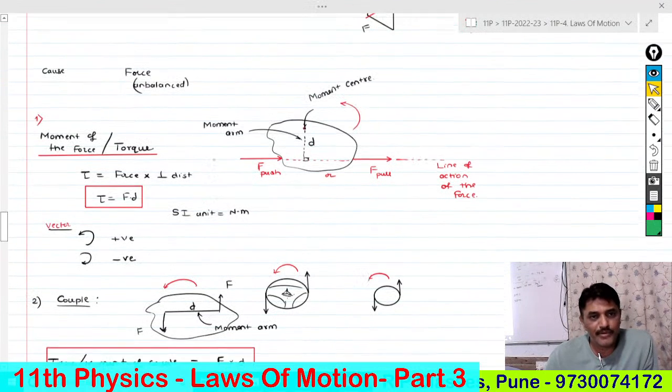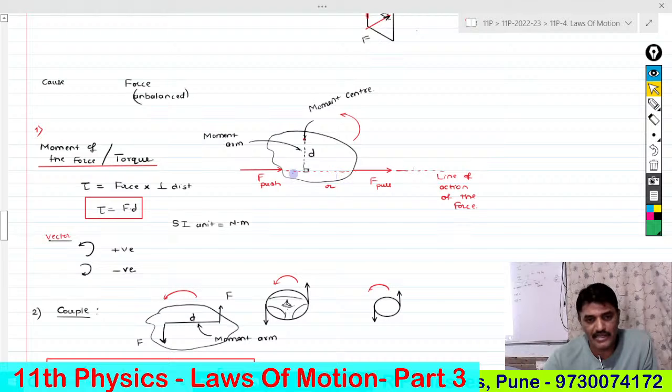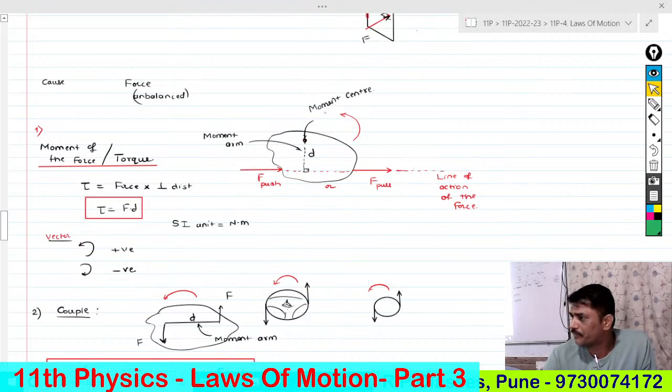It is a force into the perpendicular distance. This is the force, so the force can be here, it can be here, and it can be here, into the perpendicular distance. So it is a force into perpendicular distance. That perpendicular distance is called the moment arm. The point about which you are considering the moment is called the moment center. I hope this is okay, right?